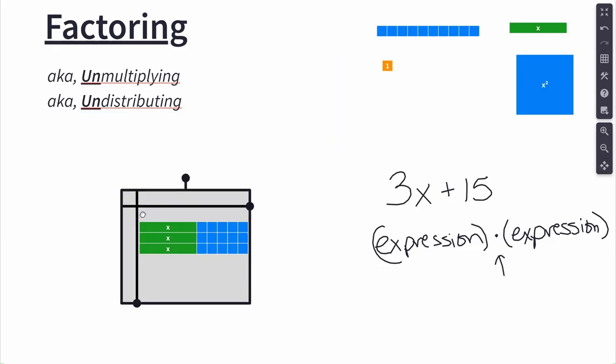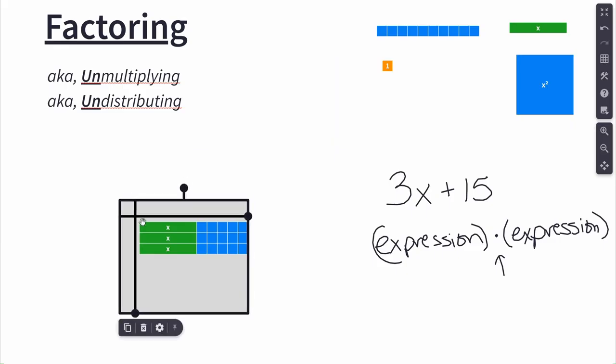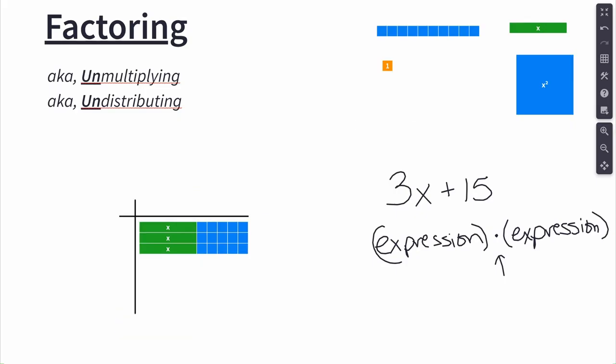So if I think about this rectangle now, what I have is a 3 along the side and an x plus 1, 2, 3, 4, 5 along the top. So I have 3 down and x plus 5 along the top. So what I've really seen here is that this expression factors into 3 times x plus 5.